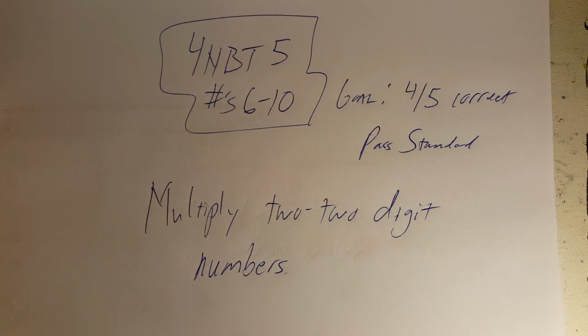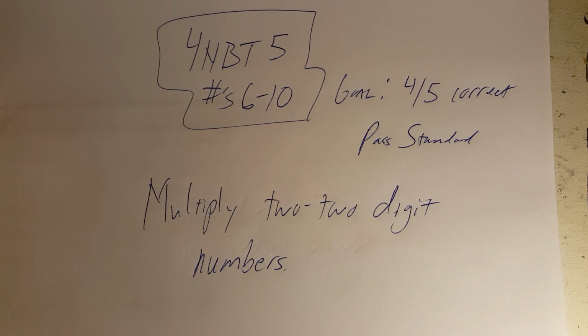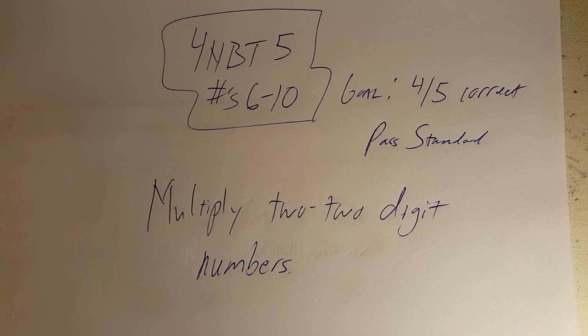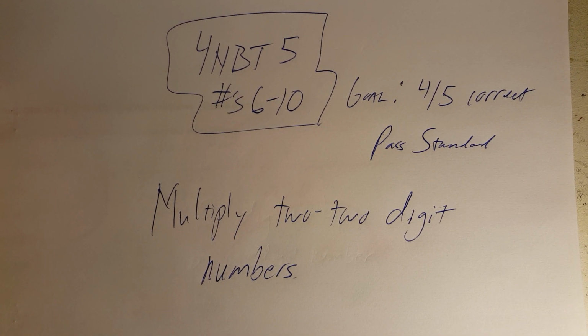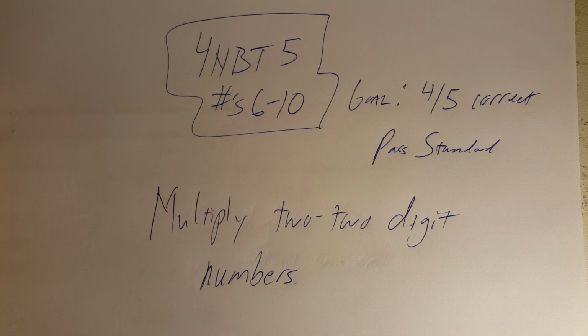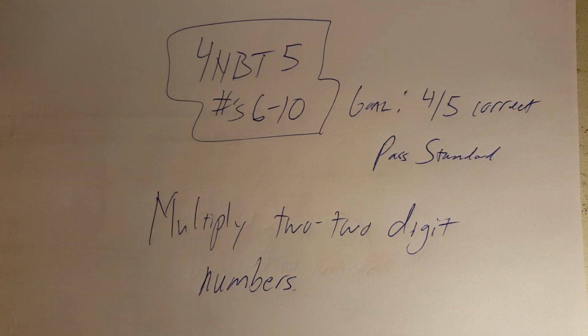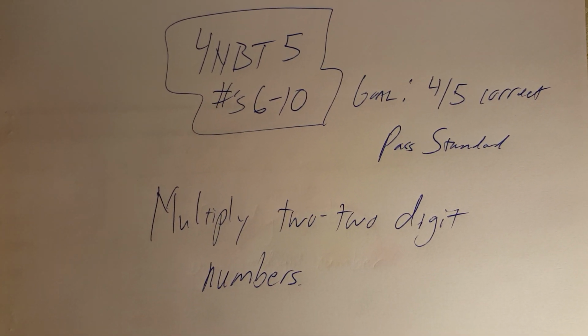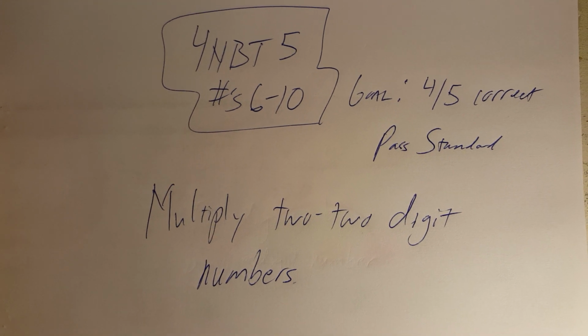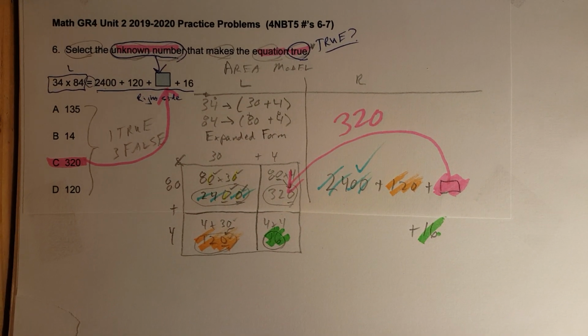Second standard, numbers 6 through 10, 4NBT5. Remember, if you get 4 out of 5 correct, you pass the standard. So for every single one of these, you need to get 4 problems right. Of course, we would love for you to get all 5 right, but you know what? Sometimes you might miss one. So this standard is multiply 2 two-digit numbers. Let's go through 6 through 10 real fast.